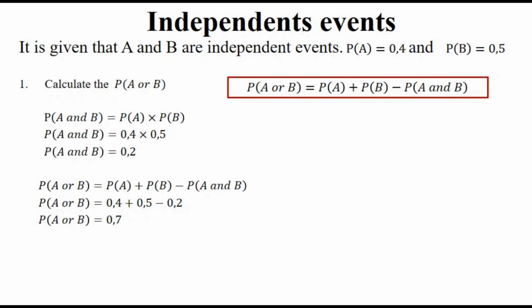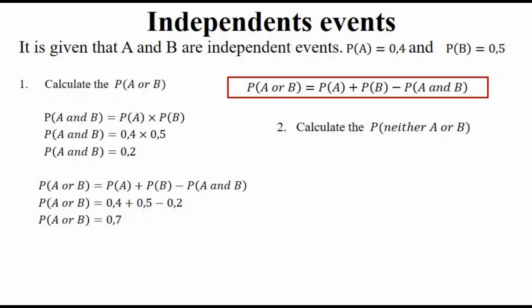So remember that the probability of A and B is not equal to 0 in a case whereby the events are said to be independent. So the probability of A and B is equal to the probability of A multiplied by the probability of B. Right, let's move to the second question.